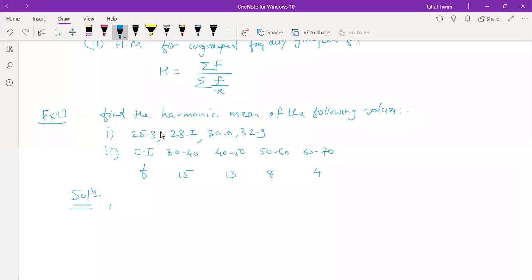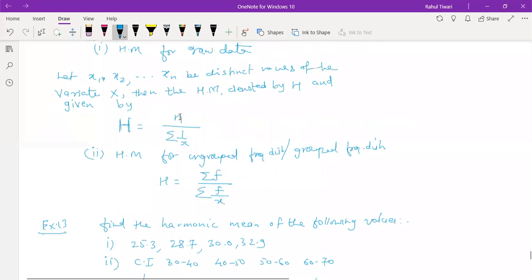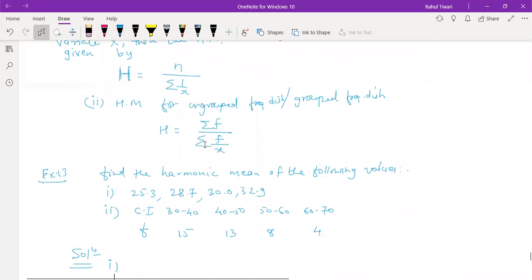Do the solution of this. So if you see the solution of the first one, apply the formula for this one. So in the first case, what is your n? Yes. What would be your n? Anyone? What will be your n? 4. Yeah, it is 4.